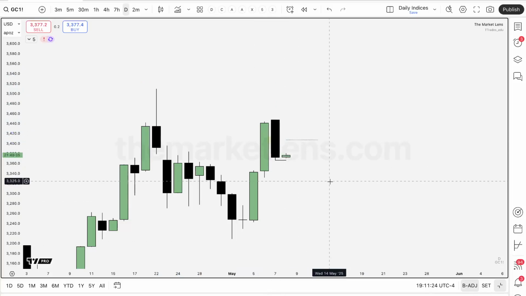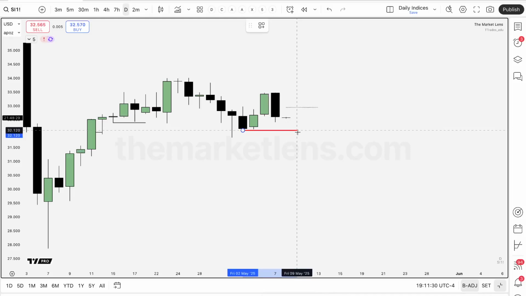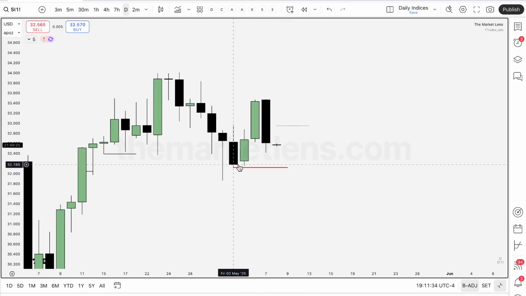Really not a lot there. Silver. This also gives me confidence to think that we go lower today. This look. Day reversal, Thursday continuation.